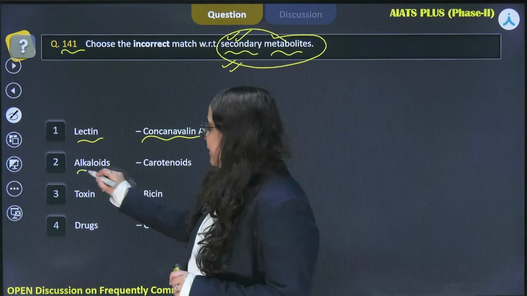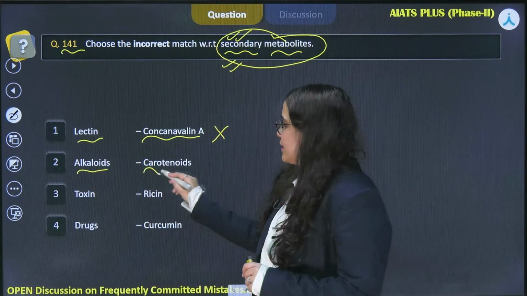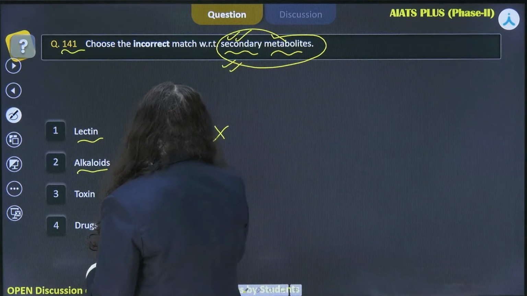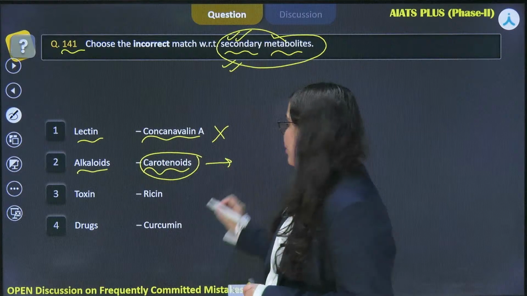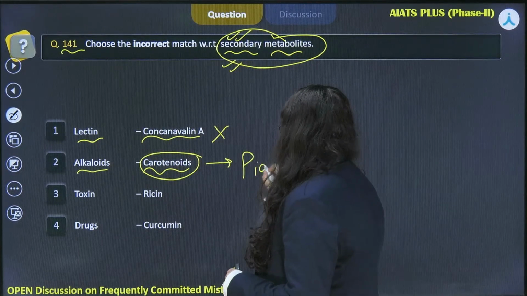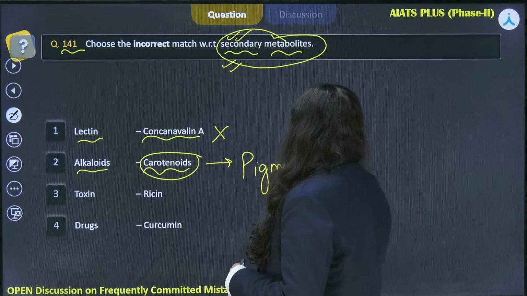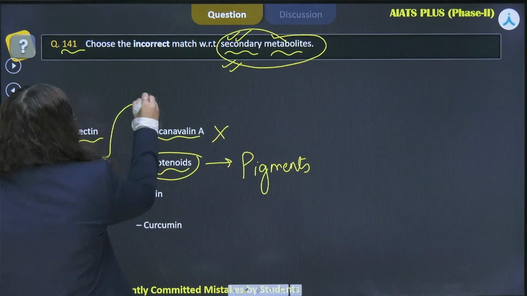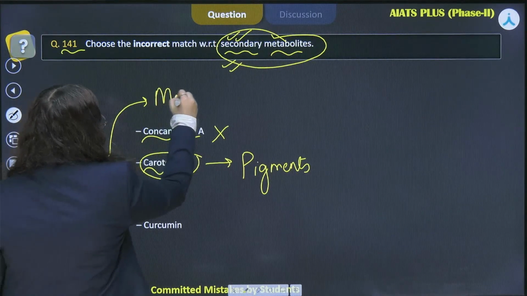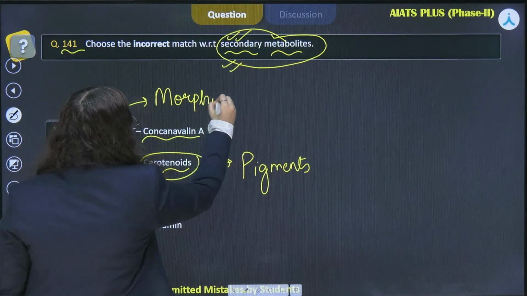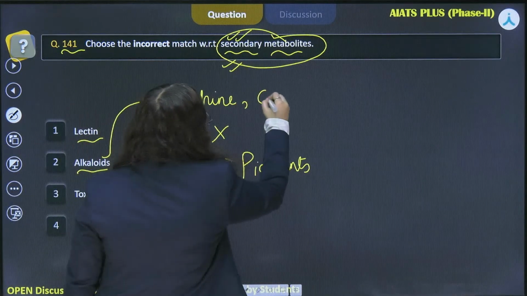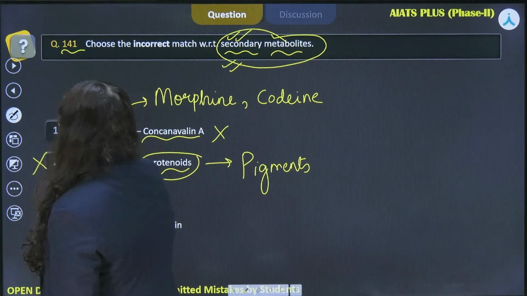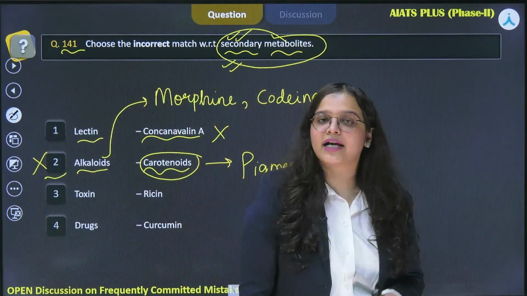Then we have alkaloids, and it is matched with carotenoids. So if you remember the table, carotenoids are categorized as pigments, whereas alkaloids will include morphine and codeine. Therefore, our incorrect match is option 2 and the answer that we are looking for.